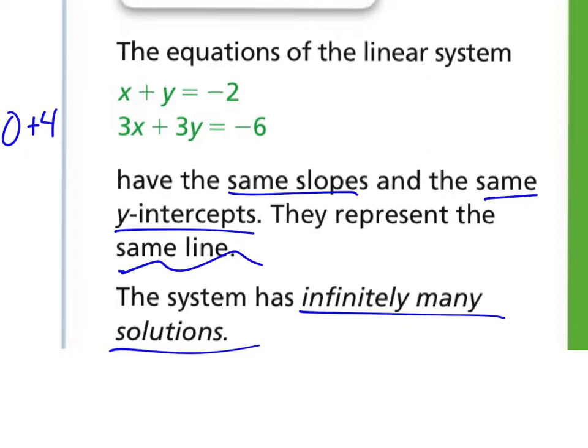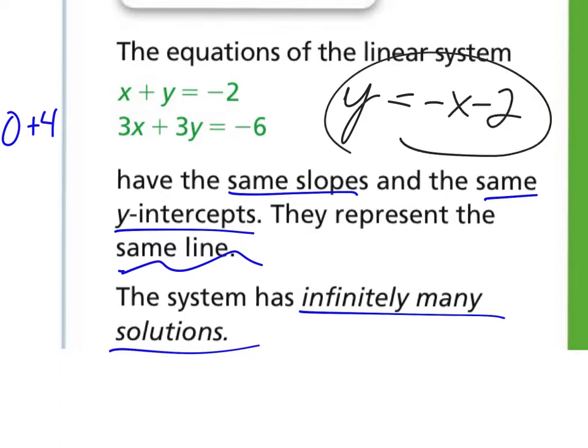If you were to go through and solve this, if you were to solve both of these for y, you would get y equals negative x minus 2. You would get that for both equations. Okay? So if we solve for y and we get the same exact equation, they're the same line, they're always going to be intersecting each other. So infinitely many solutions for that system of equations.